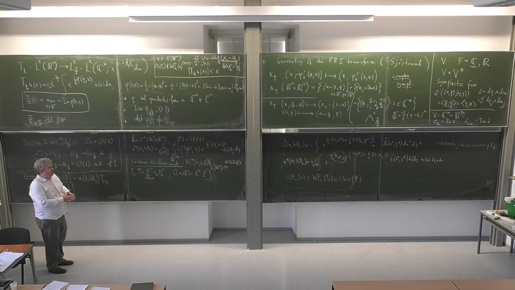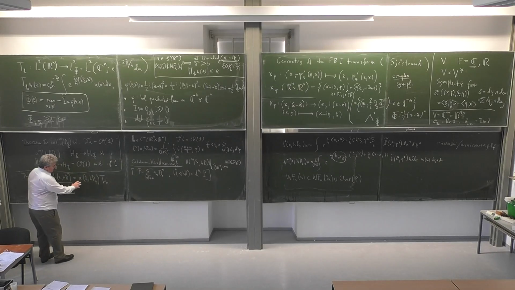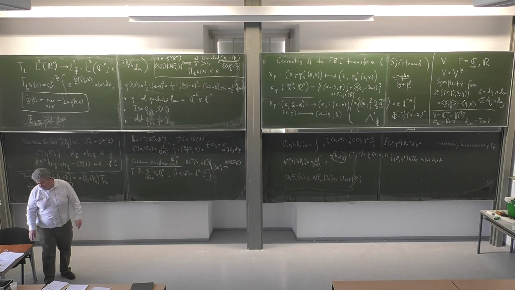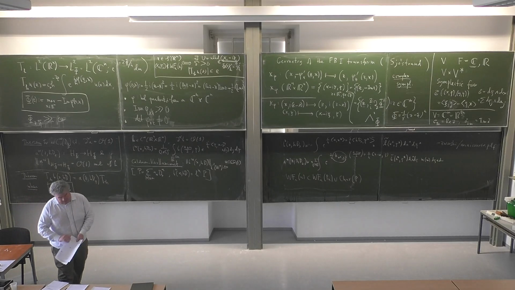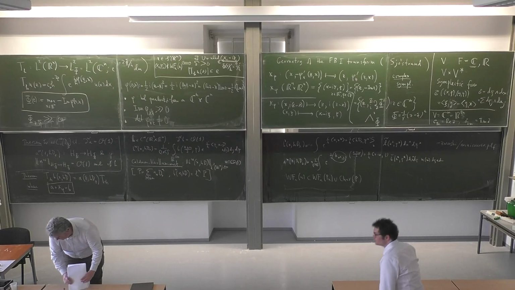And to do this, we will have to understand how on the FBI transform we can approximate the operators given like this by multiplication operators using an idea that goes back to Cordoba and Fefferman. Okay, so sorry to go over time. Thank you for your attention.